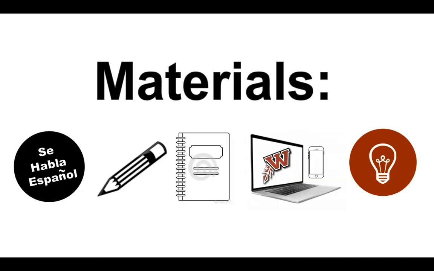Students will need to bring the following materials to class each day: a willingness to use Spanish, writing utensils. A pencil is required, and then you may bring whatever other writing utensils you prefer. A notebook or other means with which to take notes. A Waterloo Community Schools provided device for digital learning. And sometimes a personal device will be permitted for certain activities during class. However, the use of a personal device is not required for success in the course. And last, a curiosity and willingness to learn.